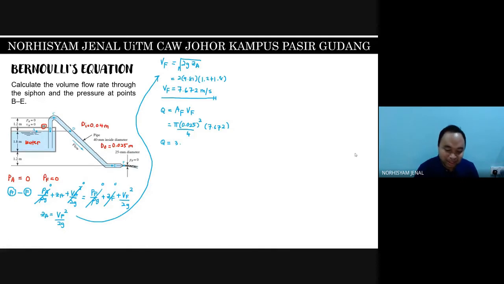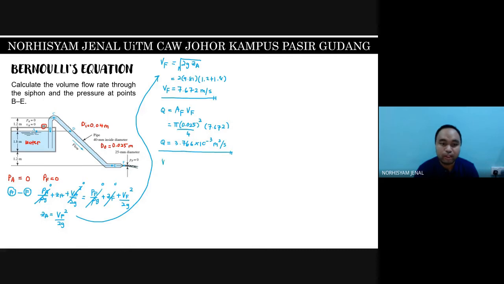Okay, so Q is equal to 3.765 times 10 to the power of negative 3 meter cube per second. So this should be the answer for question number 1, which is what is the volume flow rate. So now when we get the Q or volume flow rate for this particular study, we can actually find out the V for the siphon.